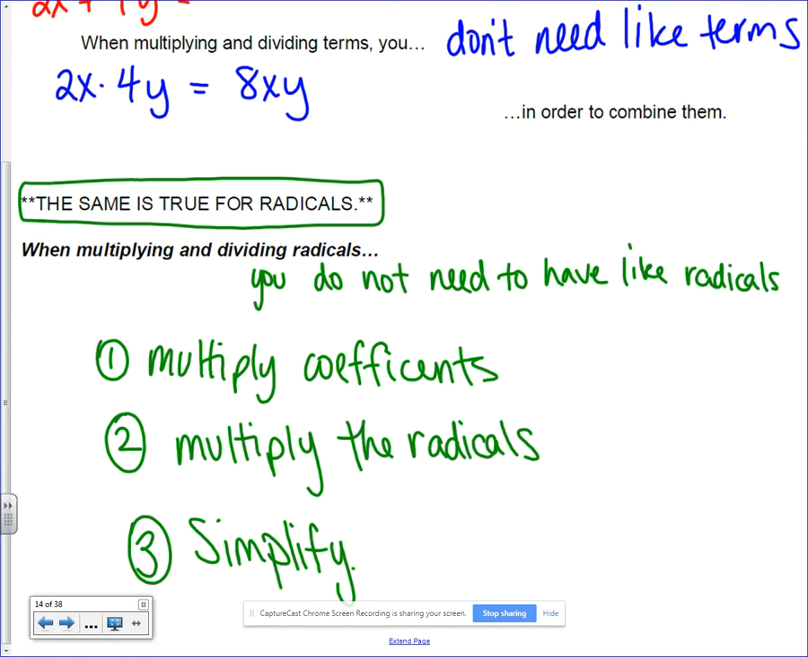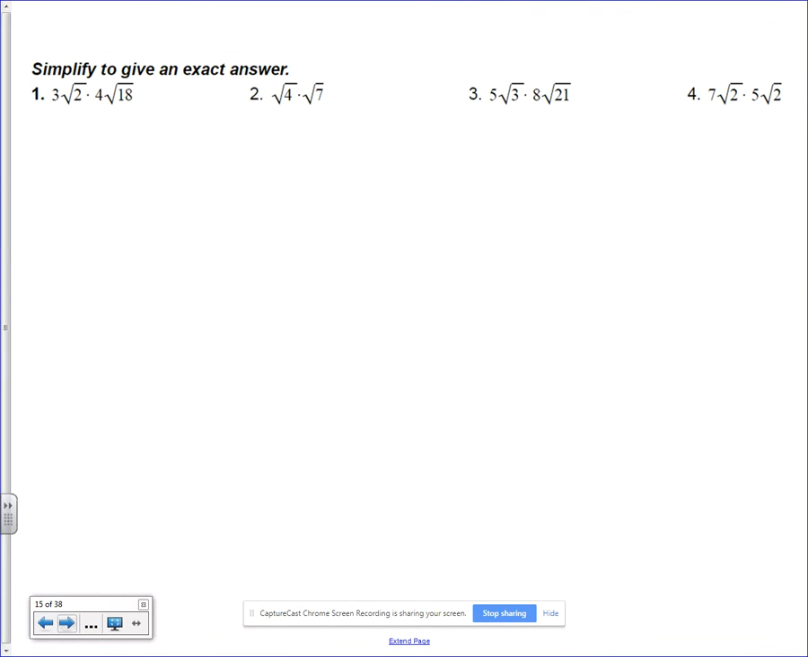Let's see down there. Are we multiplying? Yes. If we're multiplying, we do not have to have the same radicals. So I need to multiply coefficients, and then I need to multiply radicals. If I multiply the coefficients, what do I get? 12. If you multiply what's under the radicals, what do you get? 36. How's everybody doing?